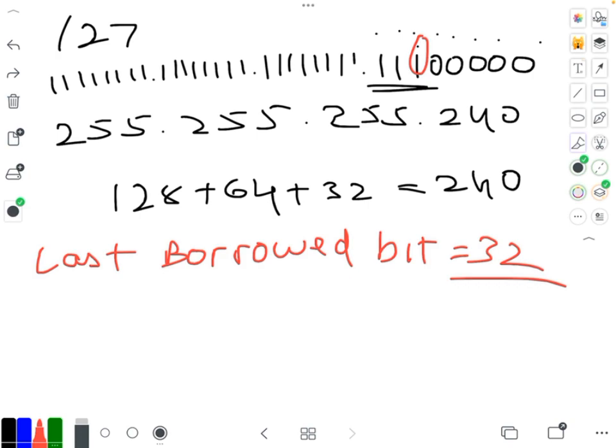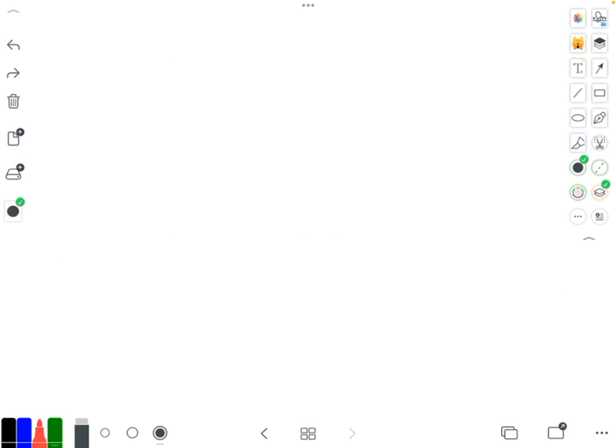Our last borrowed bit is equal to 32. This is very important because the network itself is going to be incremented by 32, right? So I'll show you what that means right now. Our last borrowed bit is our magic number, and that is how much it is going to be incremented by. I'll show you what it means by being incremented.